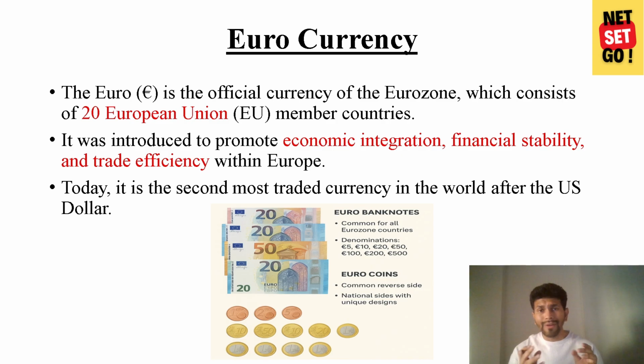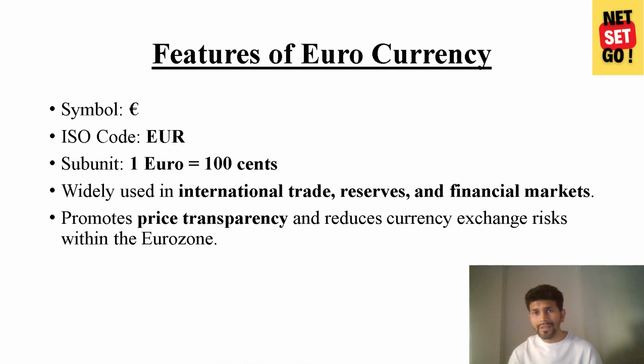Euro currency is used by 20 European countries, with a symbol representing E for euro and two parallel lines representing growth with stability. Similarly, when we write rupee, that is Devanagari R with two parallel lines that represent growth with stability. Euro currency is used by 20 European countries and is the second most traded currency in the world after USD, the United States dollar. What are the features of euro currency? Euro is used for trade, banking and payments within member countries, and it also reduces exchange rate risk.